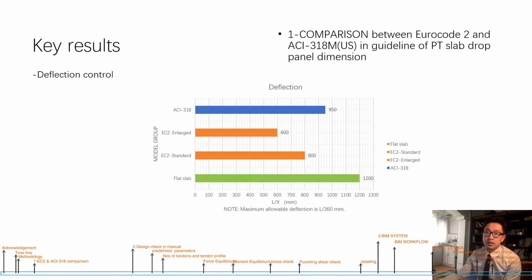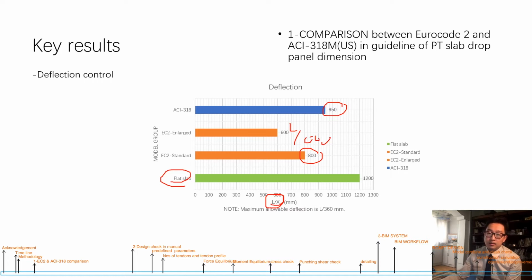Okay, the third table is the deflection control comparison. We see that it is different from the other tables. The x-axis is L over x, which means that the higher x is, the smaller the deflection is. We see that the best deflection control is the flat slab, then comes L over 950, then L over 800, and the last one is L over 600.